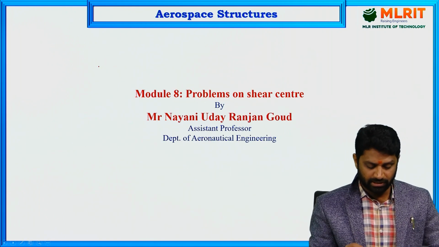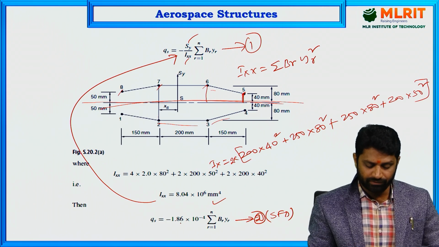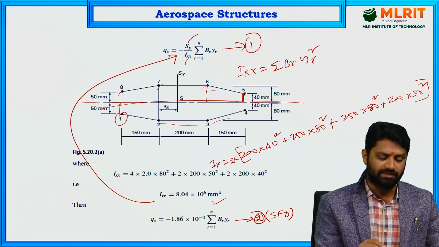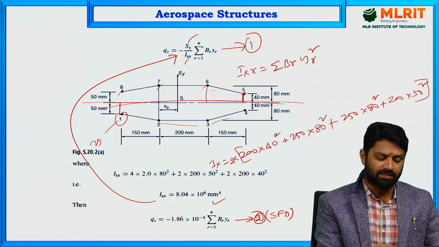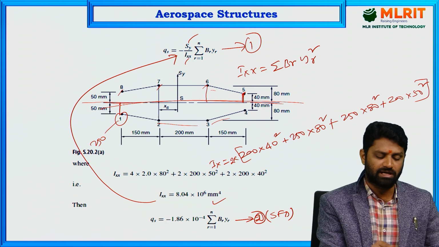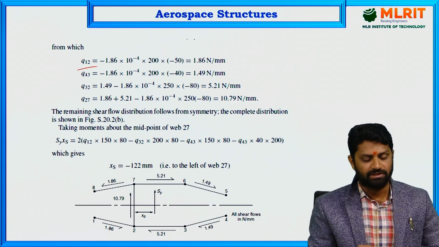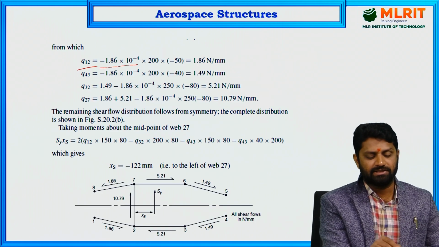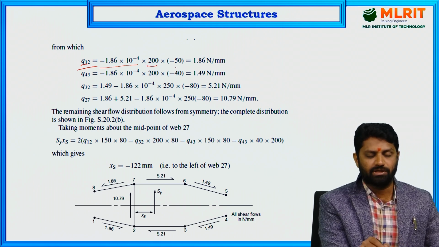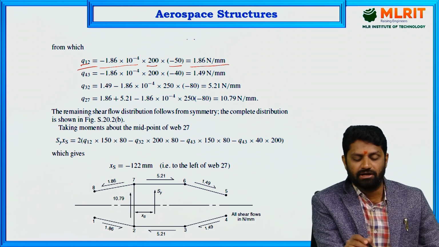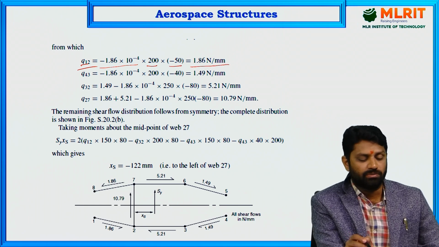So when you try to write Q12, you have to consider the boom area of 1 and its respective y distance. So the boom area of 1 is nothing but 250 and its respective y distance from the centroidal axis is, since it is below the horizontal axis, 50, so you have to consider minus 50 as the y distance. So minus 1.86 into 10 to the power of minus 4, boom area of 1 is 200 and its y distance from the neutral axis or centroidal axis is minus 50. You can substitute that, you are going to get 1.86 Newton per mm.